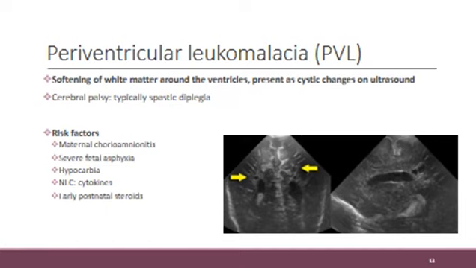Hypocarbia leads to vasoconstriction of the vessels of the brain and therefore leads to hypoxia and ischemia in those delicate areas. Any condition that leads to a release of cytokines, such as necrotizing enterocolitis or systemic sepsis, can also compromise the baby's neurodevelopmental outcome by damaging the white matter. And then early postnatal steroids have been shown to be associated with cerebral palsy, and again the warning that any steroids and stress is actually damaging to an immature brain.